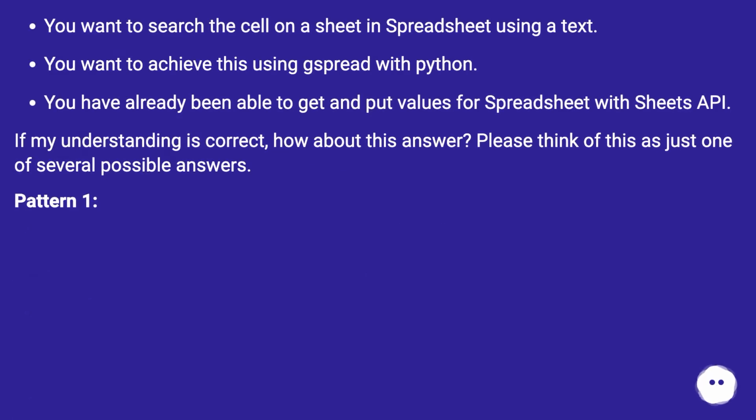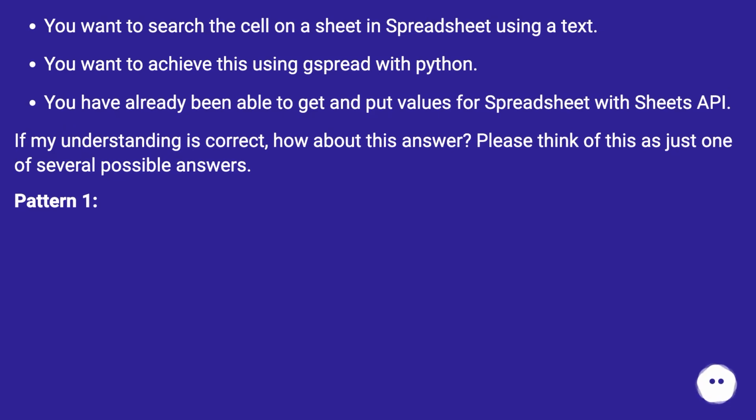You want to search for a cell on a sheet in a spreadsheet using a text. You want to achieve this using gspread with Python. You have already been able to get and put values for the spreadsheet with the Sheets API. If my understanding is correct, how about this answer? Please think of this as just one of several possible answers.